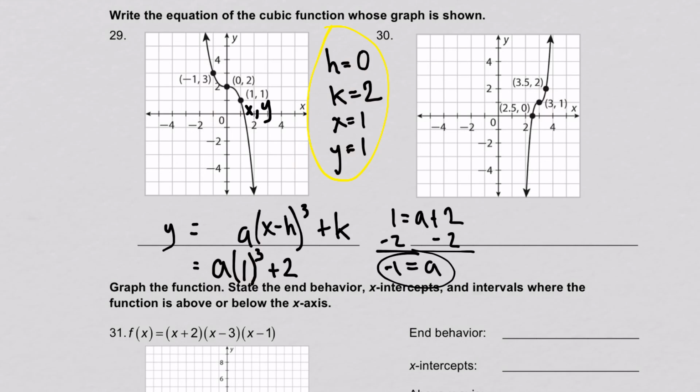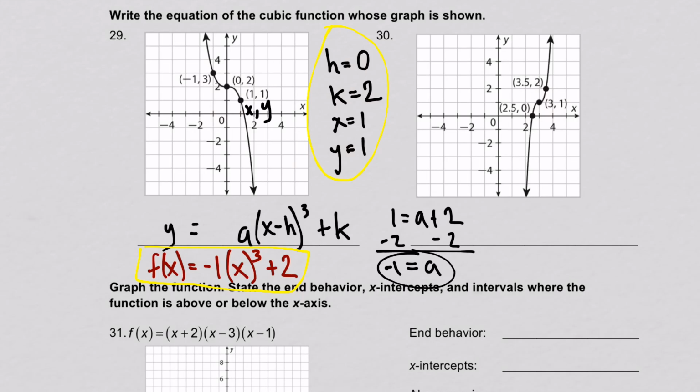To make space, once again, I will erase. And my general form will look like this. f of x, or y, it's fine if you leave it as y actually, okay, equals negative 1. Where did I get that from? That's a. Times x minus h. Since h is 0, I don't care about x minus h. It's just x cubed plus 2. And you can actually get rid of those parentheses around the x and just call it negative x cubed plus 2 and you're done. Okay, but that's fine. I'll leave it like this. This is your solution.